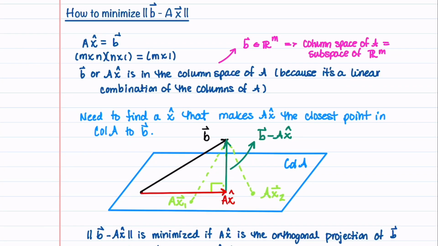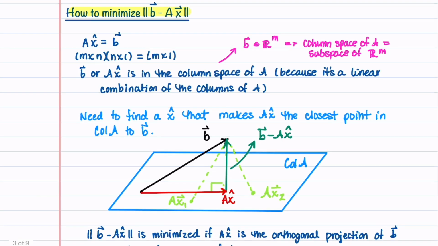Let's now walk through the mathematics of how to minimize b minus A times x. Our x hat is our least squares solution, and we're going to let A times x hat equal b. b, or Ax hat, is in the column space of A because it's a linear combination of the columns of A. Because b is an element of Rm, the column space of A is just a subspace of Rm. Our goal is going to be to find an x hat that makes Ax hat the closest point in the column space of A to vector b.